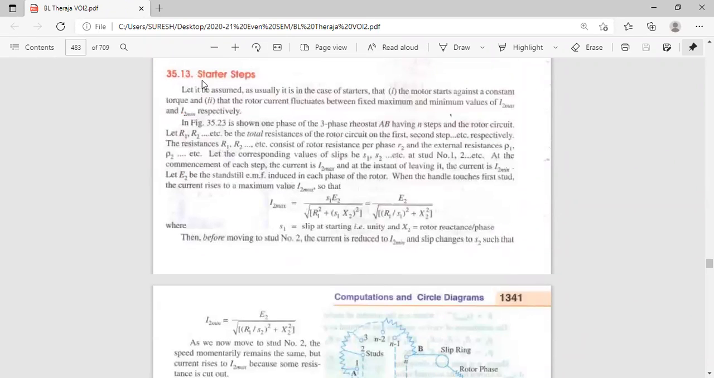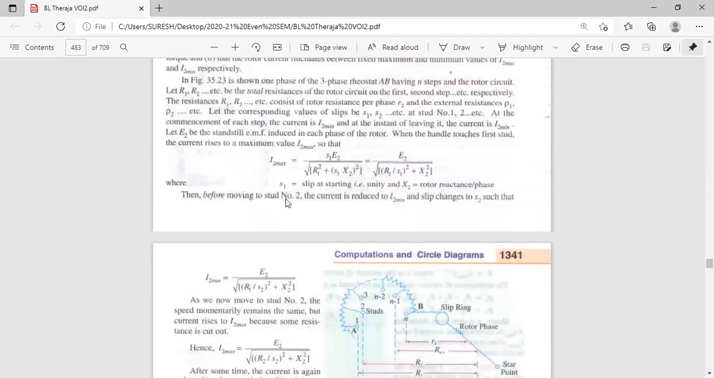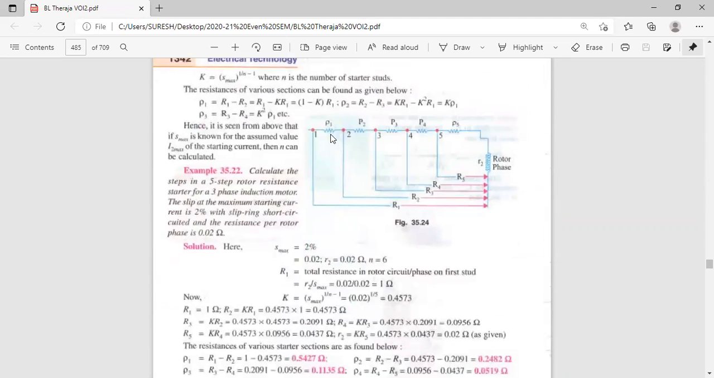Now the starter steps. Now we'll see the derivation for this. What are the starter steps? I have already told you. Let us take rho 1: in between 1 and 2, the resistance is rho 1, so rho 1 is equal to R1 minus R2. What is rho 2? Rho 2 is equal to R2 minus R3. Rho 3 is equal to R3 minus R4, etc.